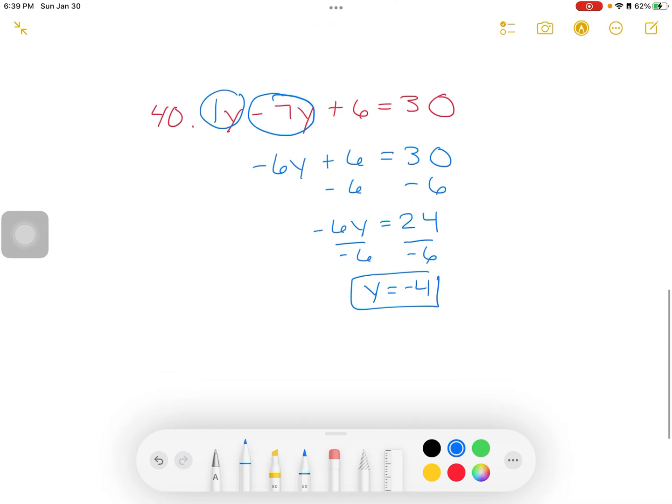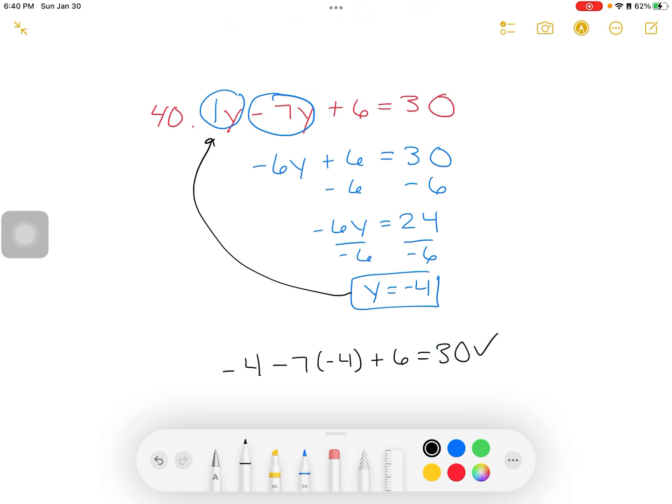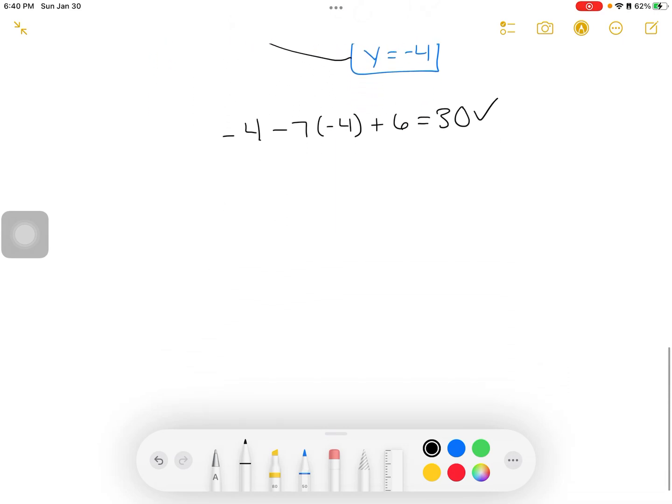Now to check it, I want to make sure that I put it back into this original problem. So in my calculator, I would type negative 4 minus 7 times negative 4 plus 6 and see what I came up with. And that's what I'm typing right now in my calculator to make sure I got it right for you. And I got 30, so I know that I'm correct. Okay.